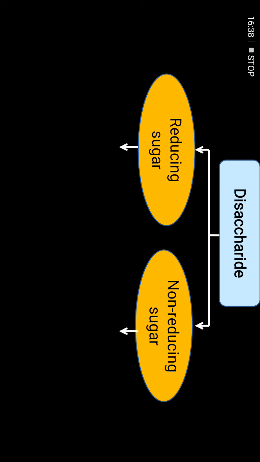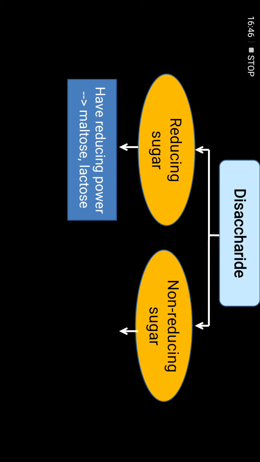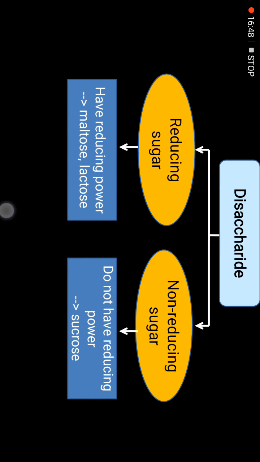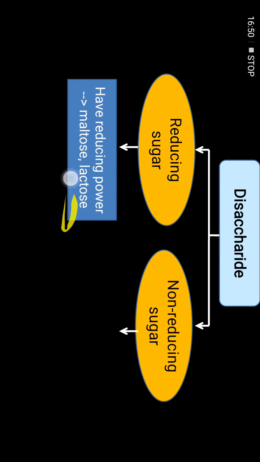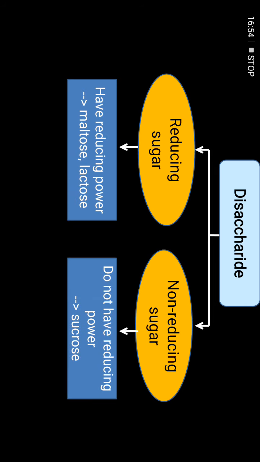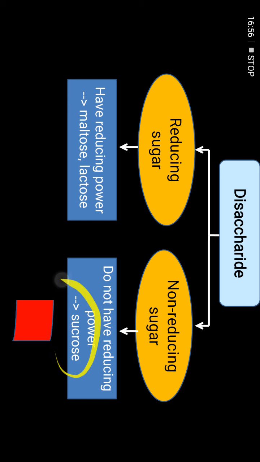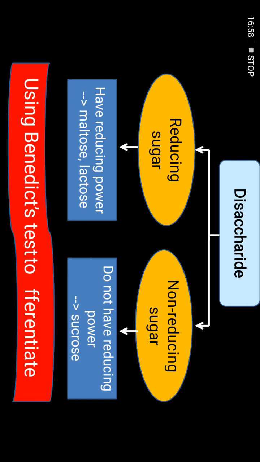To summarize, all the monosaccharides are reducing sugars. No problem, all of them are reducing sugar. But for disaccharides, we have learned three. Two out of three are reducing sugars. You can see maltose and lactose are reducing sugars, and sucrose is not. Sucrose is not a reducing sugar.